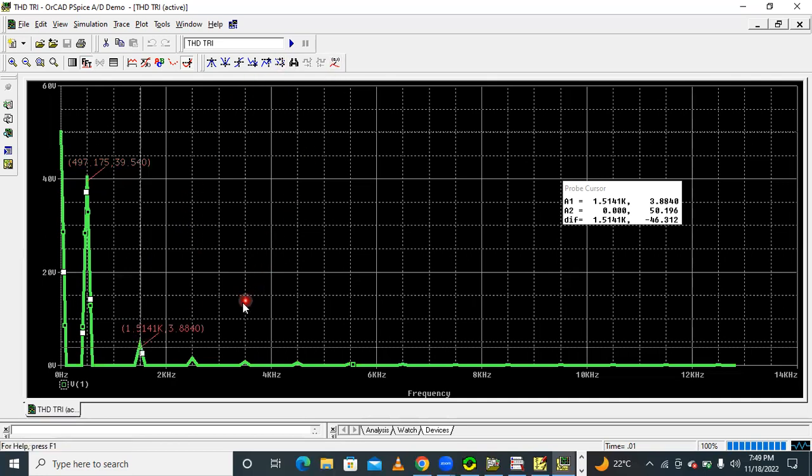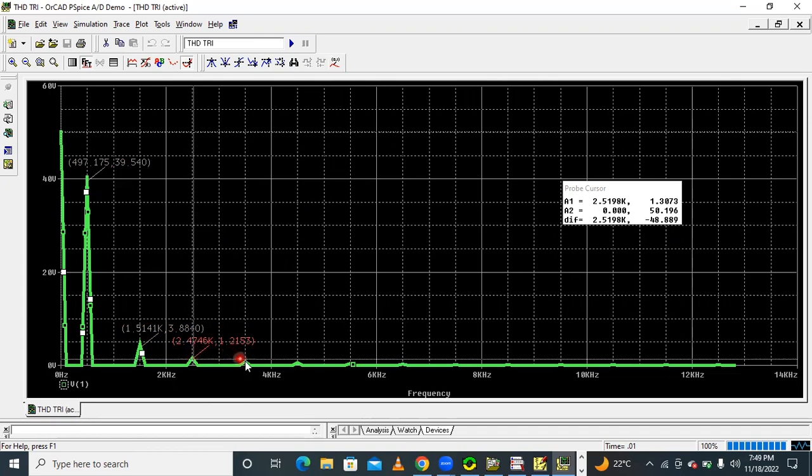Mark label. So 1.51 kilohertz, about 1.5 kilohertz. The voltage is 3.8840. So at 1.5 kilohertz, and then similarly here, the frequency is 2.47 kilohertz, so approximately 2.5 kilohertz, and this voltage is 1.2153 volts. And similarly, this is also okay, mark label.